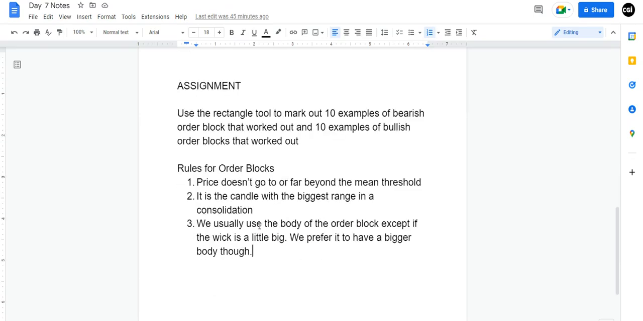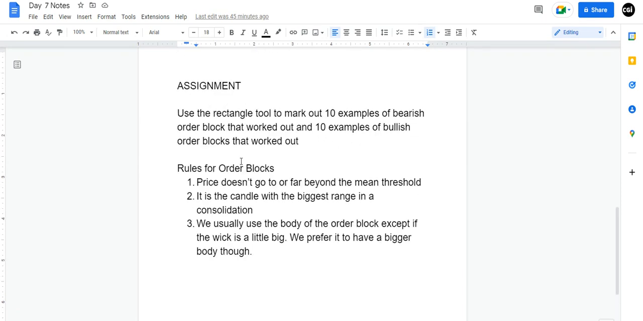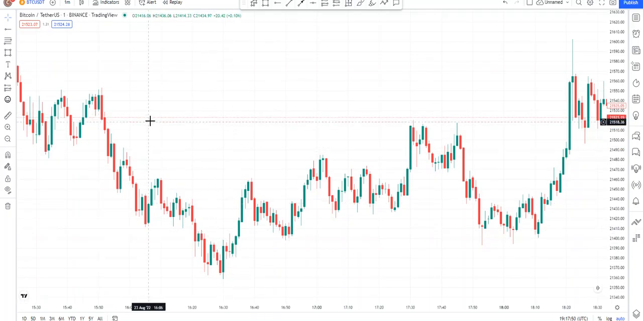I've made some notes here before the class started. Some rules for other blocks. There are other rules, but I can't really remember everything. As I remember them, I'll add to this list. So now, price doesn't go to or far beyond the mean threshold. So what do we mean by the mean threshold? The mean threshold is simply halfway.